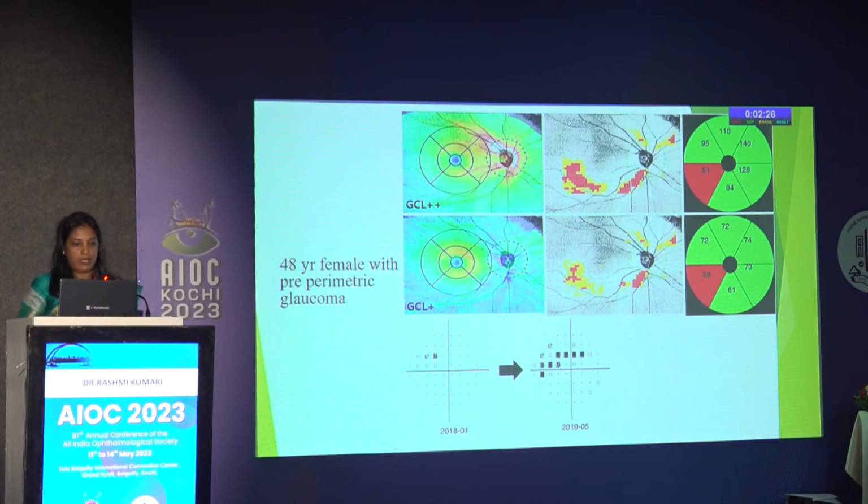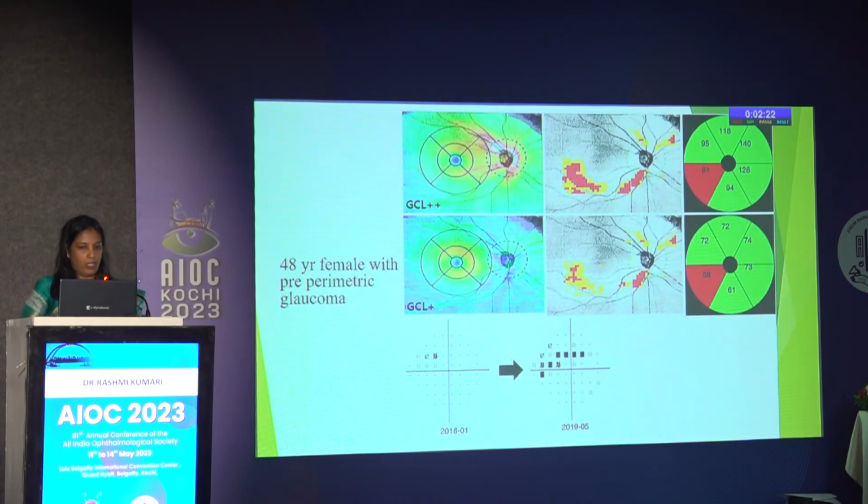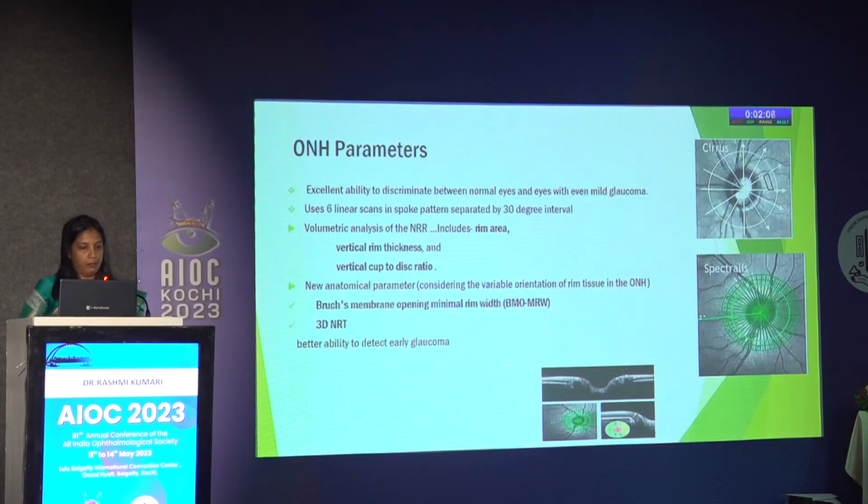As you can see in this graph, a 48-year-old female with pre-perimetric glaucoma has corresponding lesions in the quadrant map as well as in the deviation map. That was not depicted earlier in the visual field, but gradually she developed this defect after 1 year.